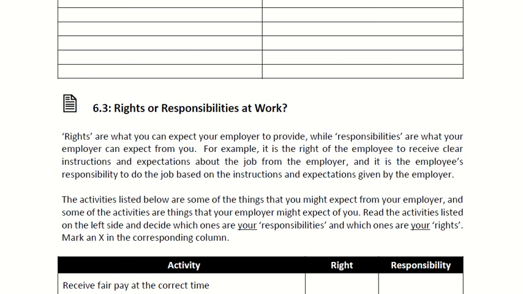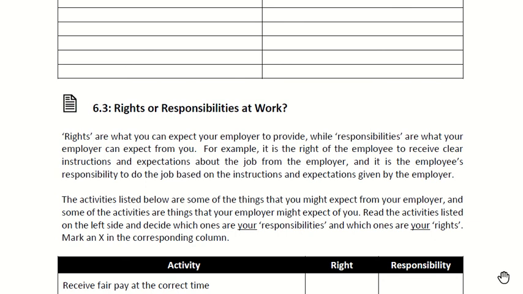So, for example, magtrabaho ng mabuti. So, that is your responsibility. So, for example, nandito, it is the right of the employee to receive clear instructions and expectations about the job from the employer. And it is the employee's responsibility to do the job based on the instructions and expectations by the employer.